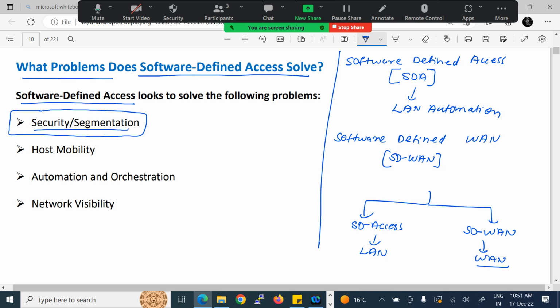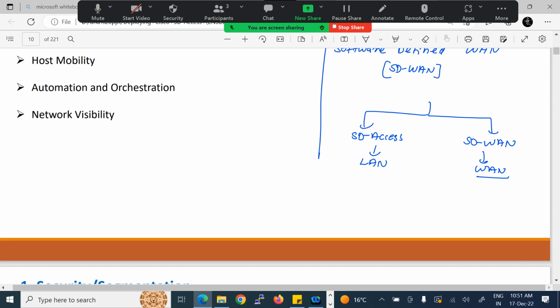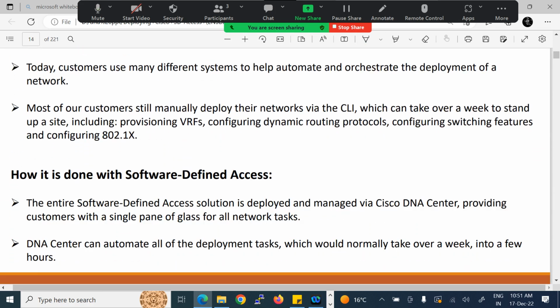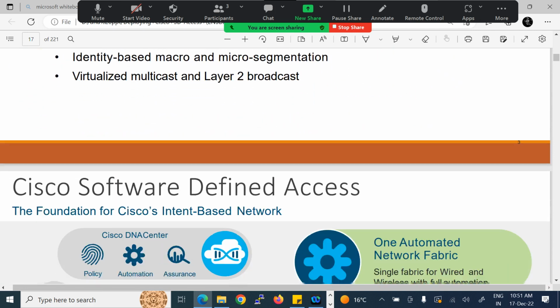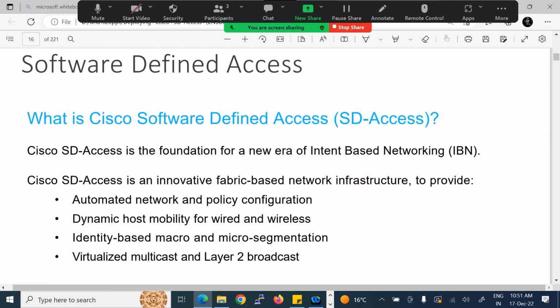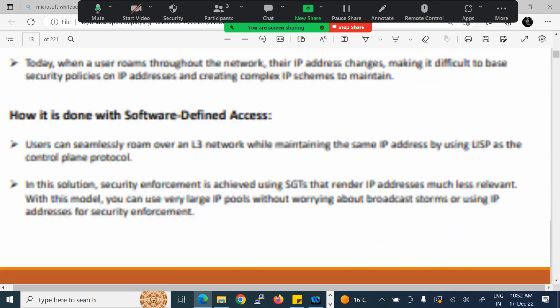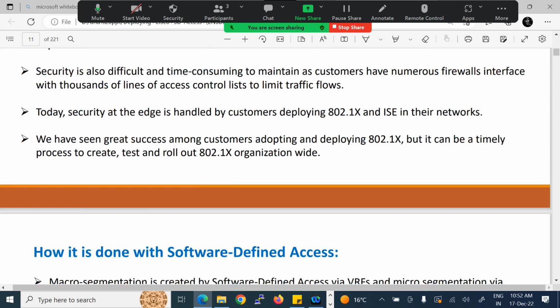First it talks about security segmentation. But before that, we should discuss software defined access, then we'll discuss what kind of problem it is solving.